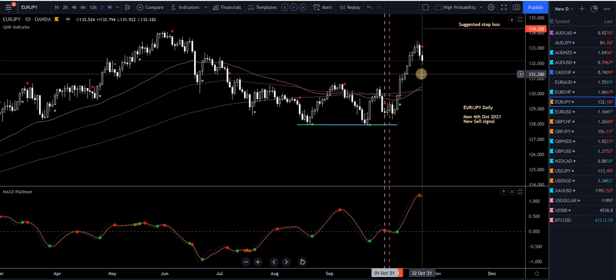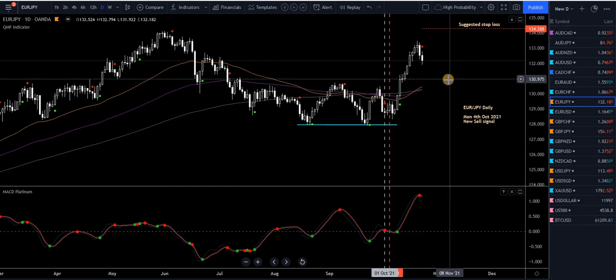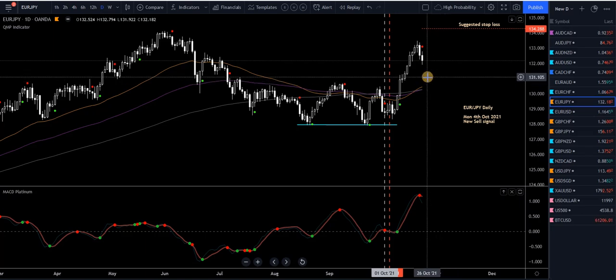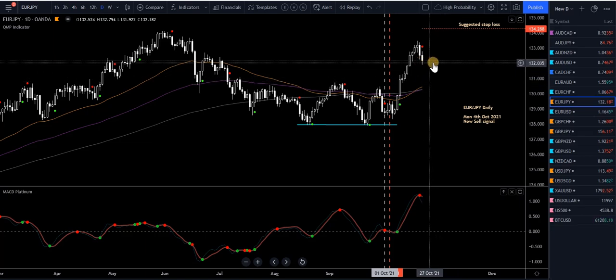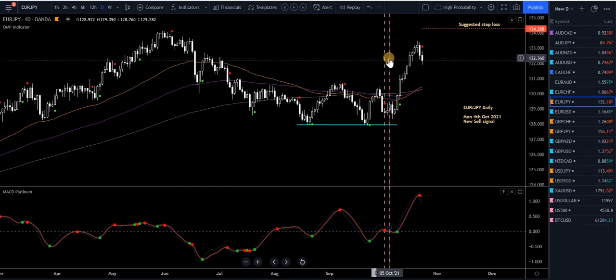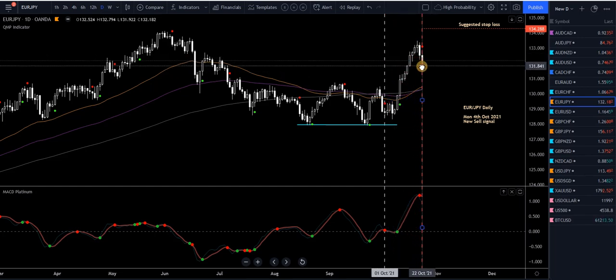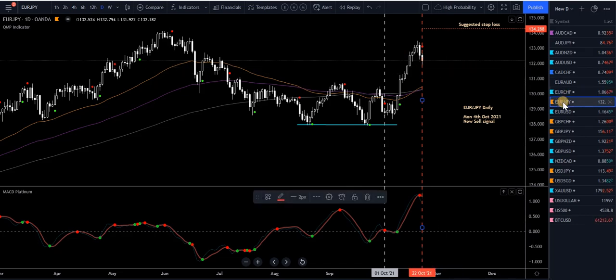So on a Saturday, like it is now, I'm looking at this, and I can see that there's a new sell signal on Monday. Now, if the market's open pretty well where it closed on Friday, very close to it, I'm taking that sell trade. So that's why it's marked up already. It's in orange, Euro Yen, I'm taking a sell trade on that.